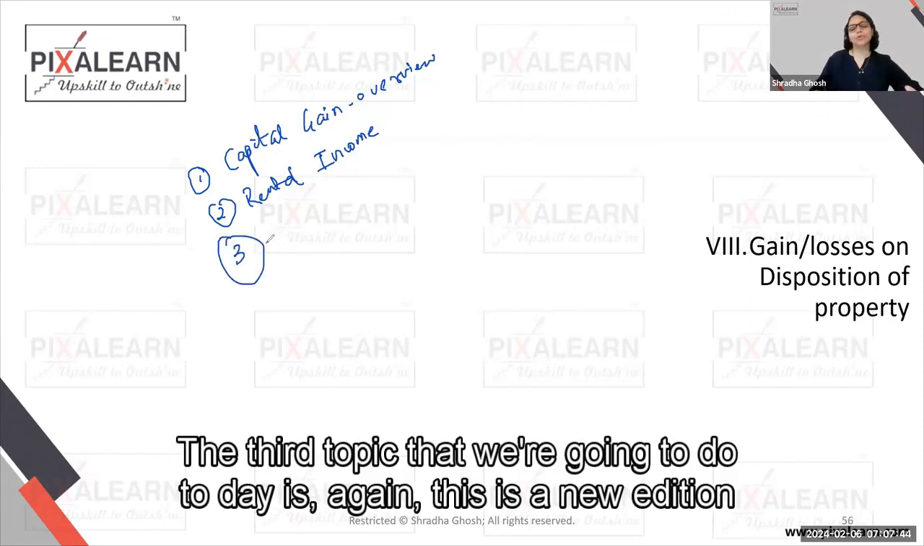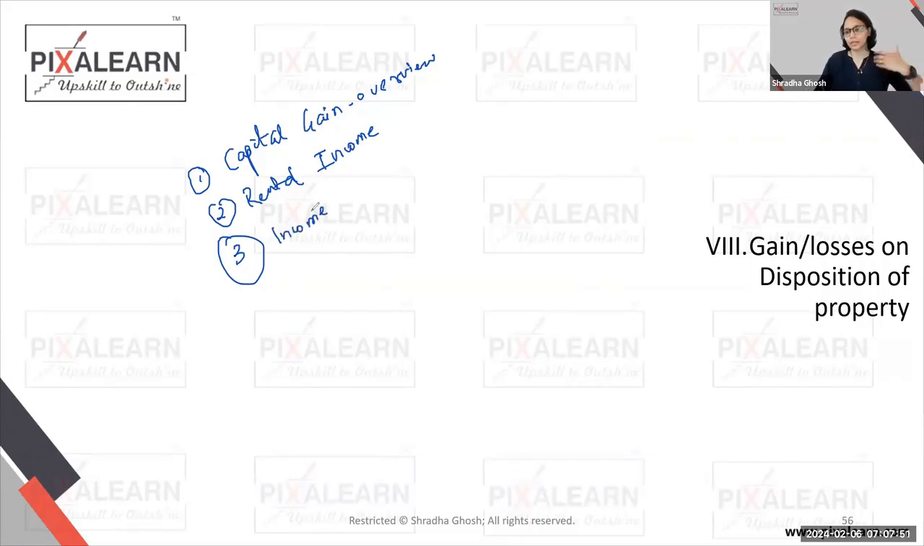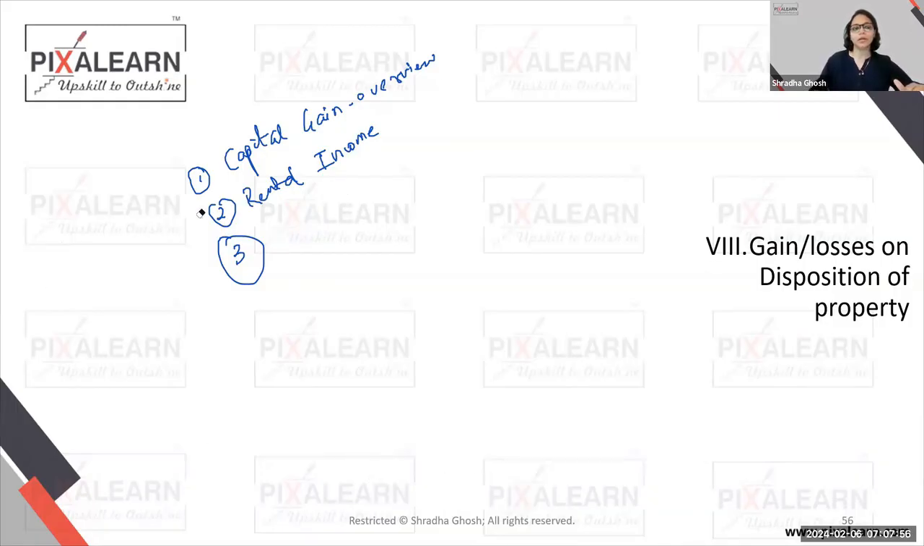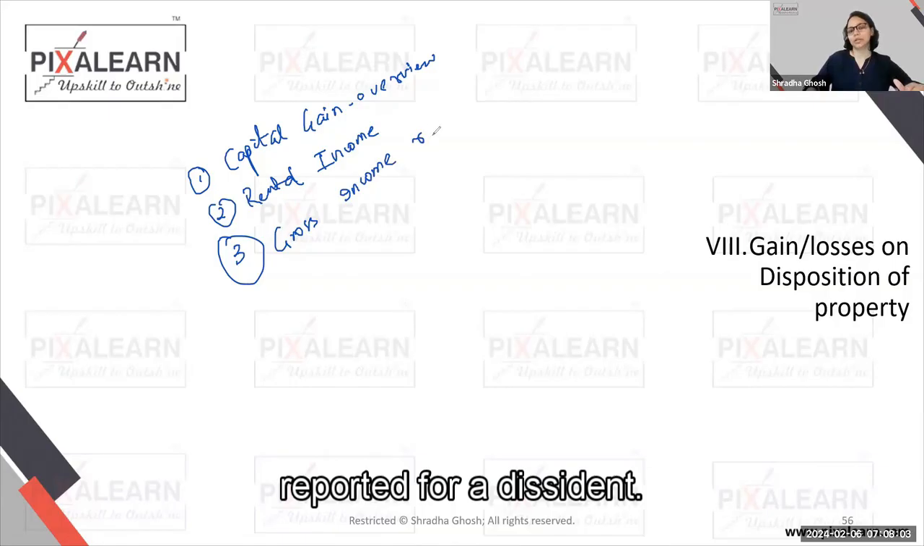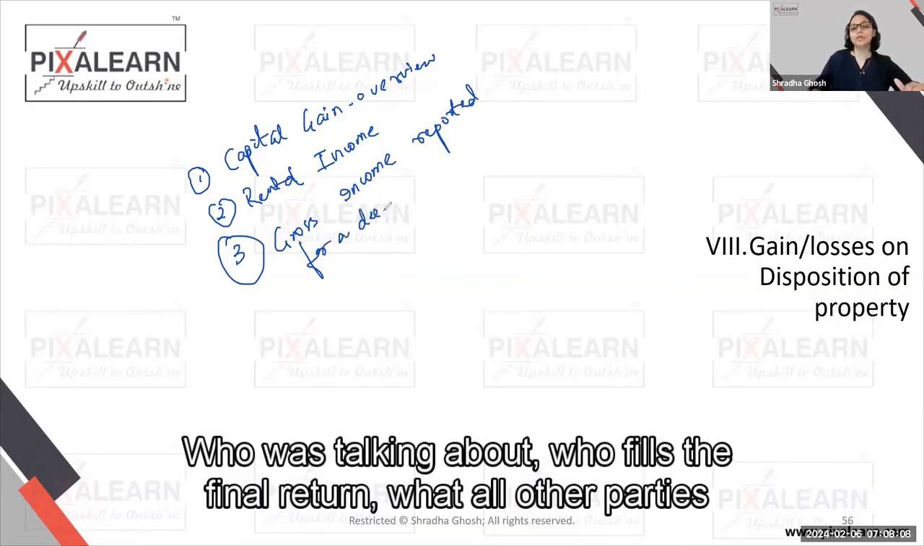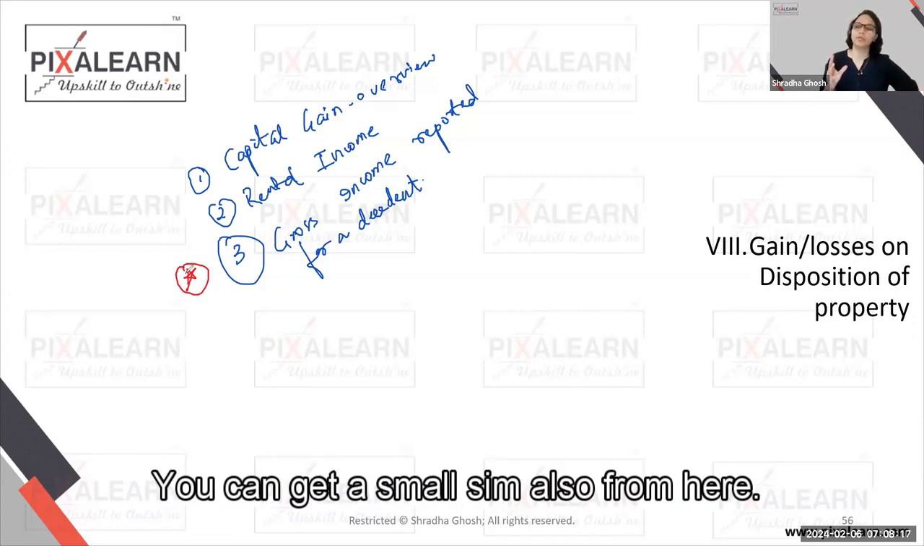The third topic that we're going to do today is, again, a new addition in your syllabus. We did not do this in a lot of detail till last year. So this is called, okay, let's not call it IRD, let's call it gross income reported for a decedent. So I think it was Anirban who was talking about who fills the final return, and what all other parties are involved. Now, this is a new addition, guys. So I would expect definitely some MCQs from here. You can get a small sim also from here.